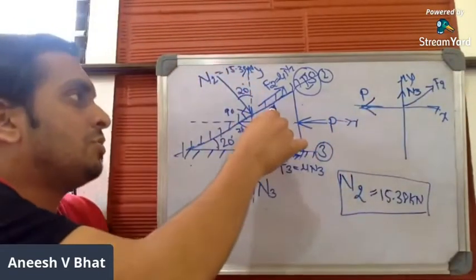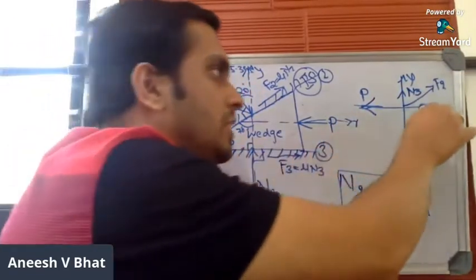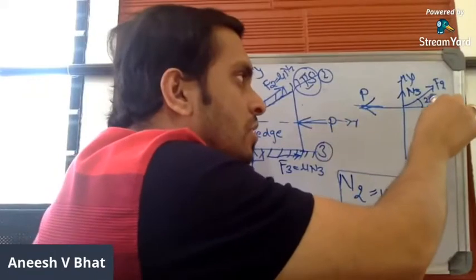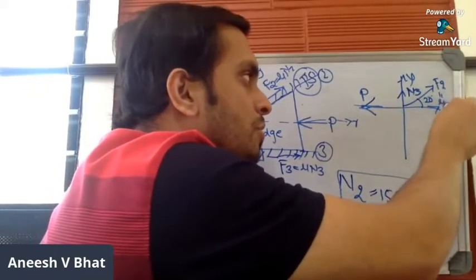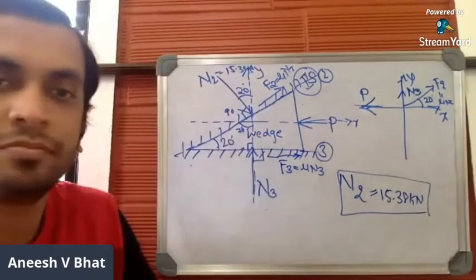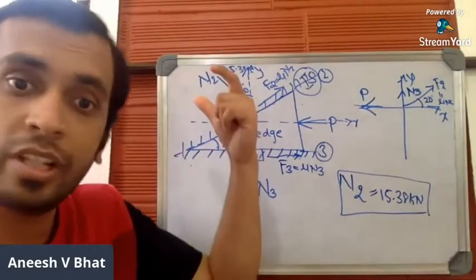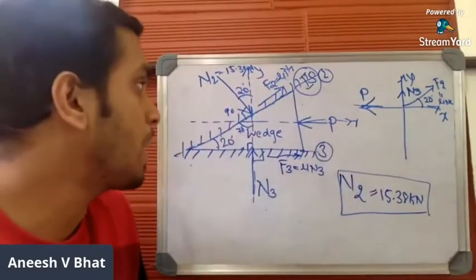F2 is tangential to the surface. So the surface makes an angle of 20 degrees, so even F2 should make an angle of 20 degrees. F2 is equal to mu into N2. We know the value of N2, so we know the value of F2 as well.